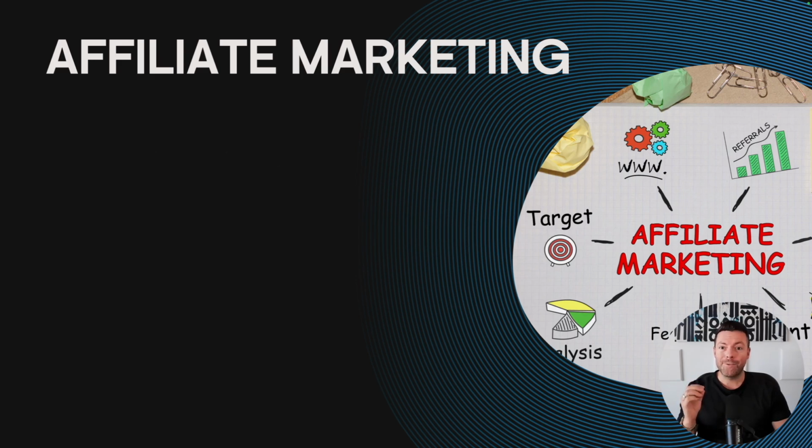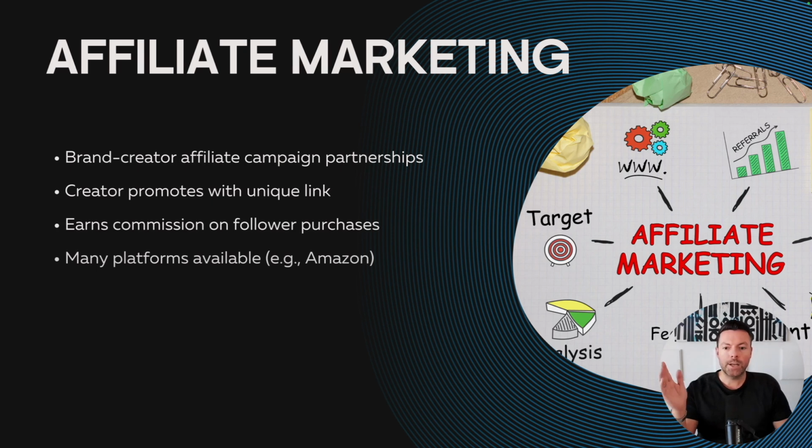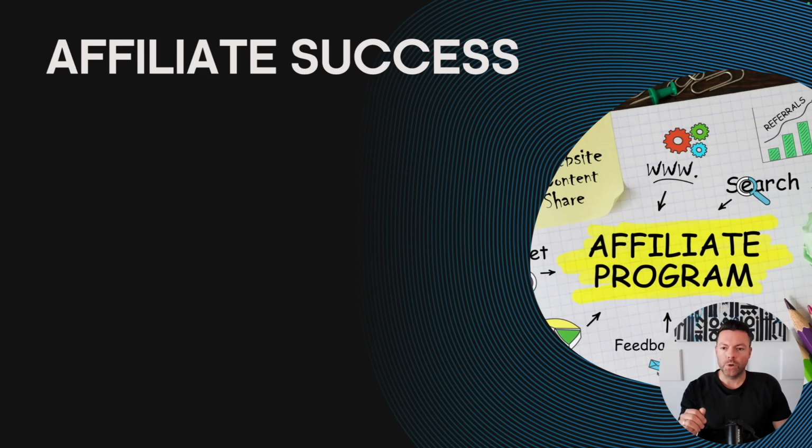Number two is affiliate marketing. Brand and creator affiliate campaign partnerships are very common. You can even do this with TikTok Shop as an affiliate. Essentially, the creator promotes the brand with a unique affiliate link, so anytime someone buys, they earn a commission on those purchases from your content. This can range from 10, 20, 30, even 40% commissions, which is amazing. There are lots of different platforms available. You can get affiliate links from even Amazon. Commissions compound across products over time, so don't take this for granted. This is an amazing way to make a solid income with your content.